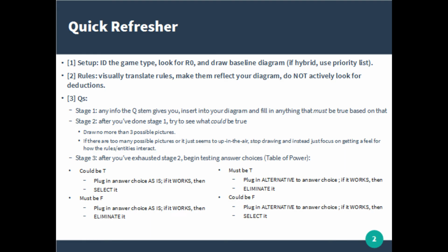As always, a quick review of the actual process I'm going to follow. We always start with doing the setup, and during this phase, all we're doing is identifying the game type, looking for anything that amounts to a rule 0, and then drawing a base diagram. If we're having a hybrid situation, which we will in this particular game, we will use the hybrid diagram priority list to construct a multifaceted diagram.